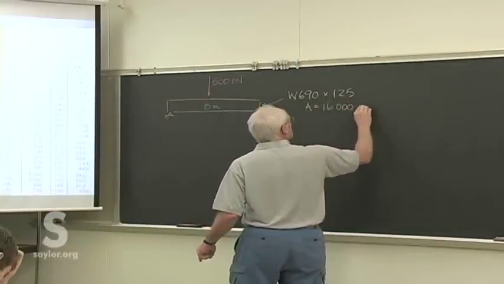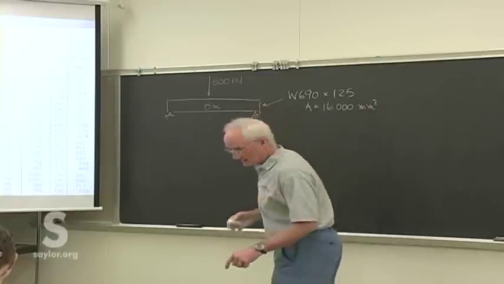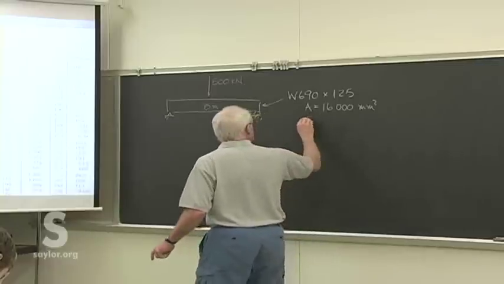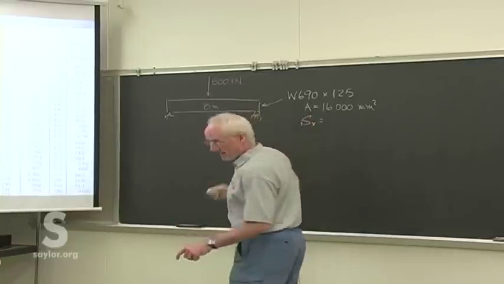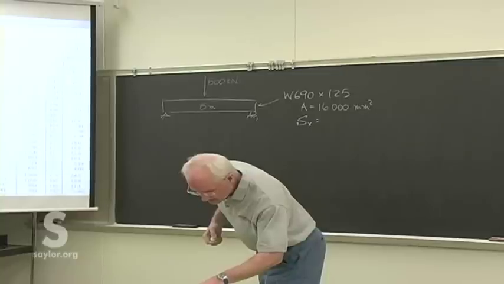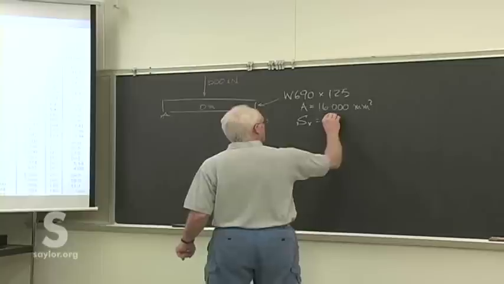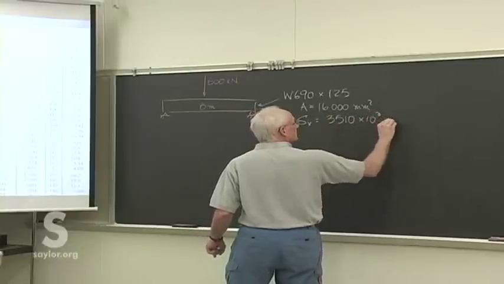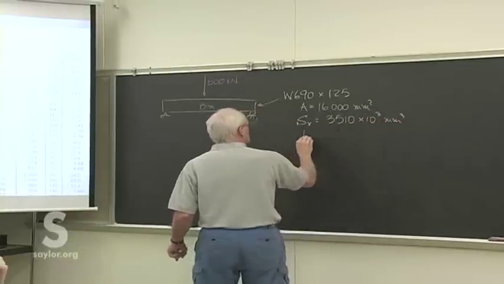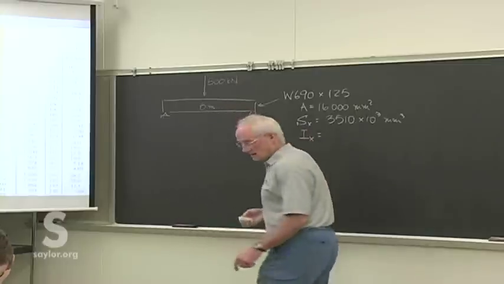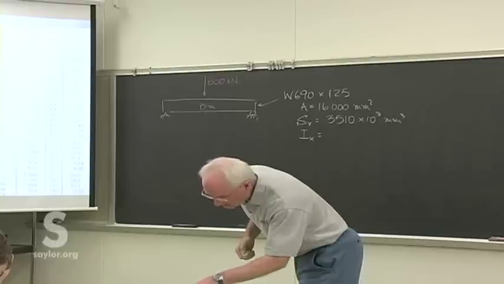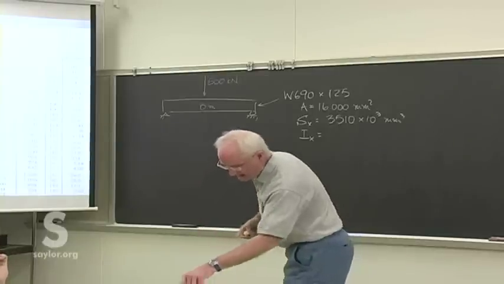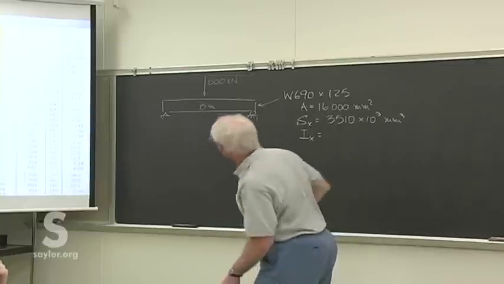Cross-sectional area, 16,000. Section modulus is 3510. And remember, that's 10 to the third millimeters cubed. And cross-sectional moment of area, 1190, 10 to the sixth.